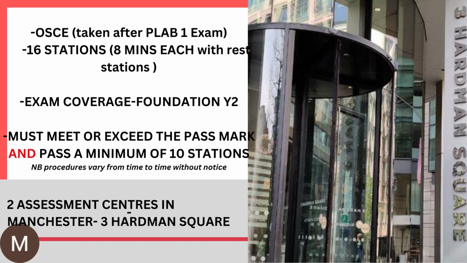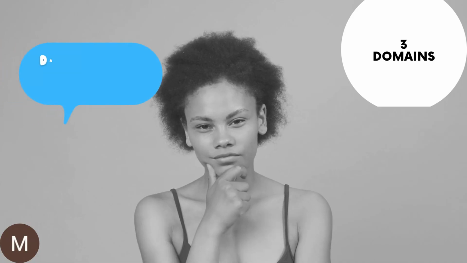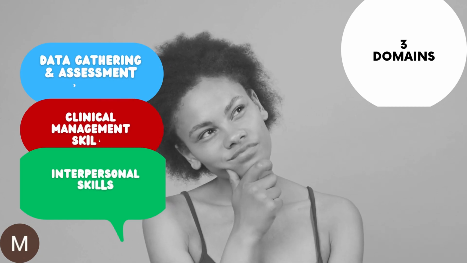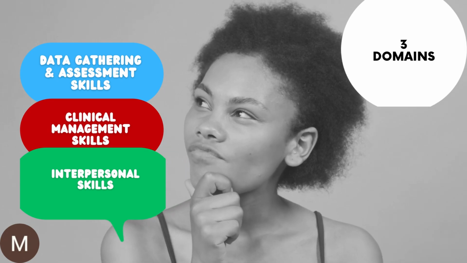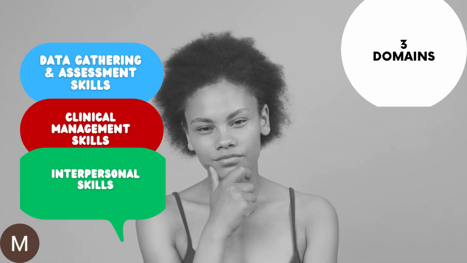Candidates are also expected to meet or exceed the pass mark and as well pass a minimum of 10 stations. Please note that the exam procedures and marking scheme vary from time to time without notice. There are 2 assessment centres, and these are located in Manchester, precisely at number 3 Hardman Square. This exam is organised all year round, therefore there are many seats available as compared to PLAB 1, which is organised at specific times during the year.